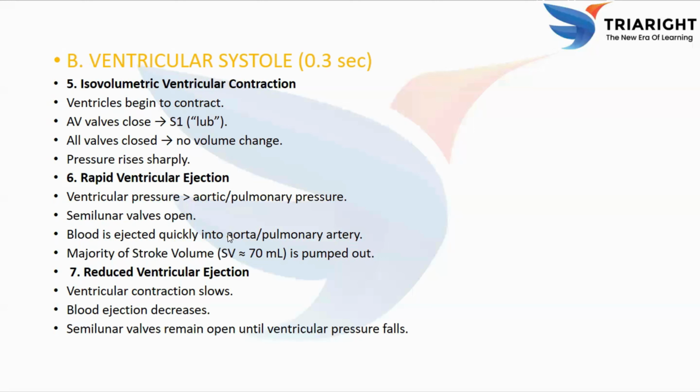So the ventricular contraction slows down, and the rate of blood flow out of the heart decreases. The semilunar valves remain open until the ventricular pressure falls below the artery pressure, then they close to prevent backflow. So the ventricles are finishing contraction here. Less blood is pushed out, and soon the valves will close to end this phase.